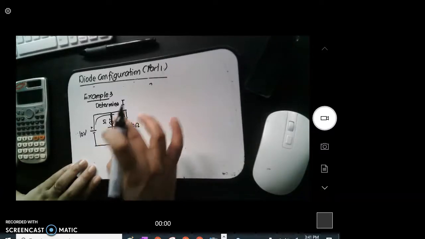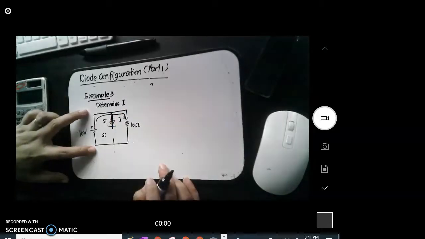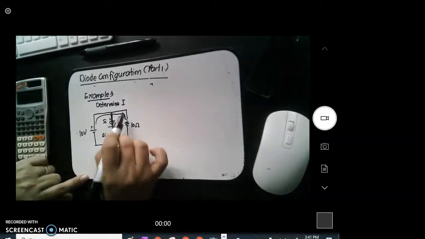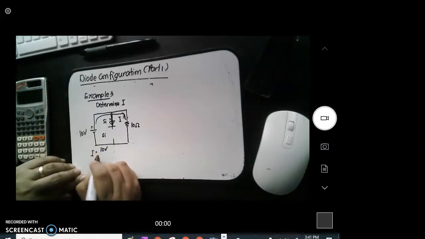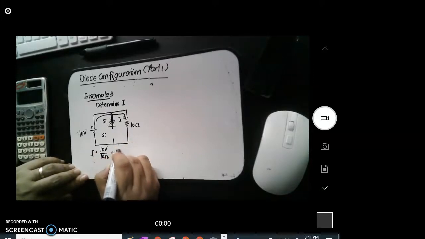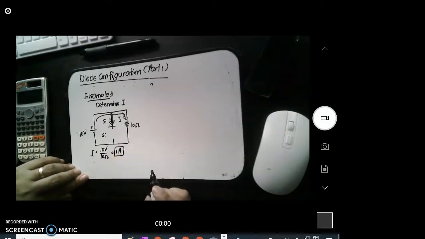So if that will be the case, what is now your current I? So, 10 ohms is in parallel with the 10 volts. Meaning to say, the voltage across your 10 ohms is also your 10 volts. So, current is simply equal to voltage, 10 volts, divided by the resistance of 10 ohms. So, this is now 1 ampere.